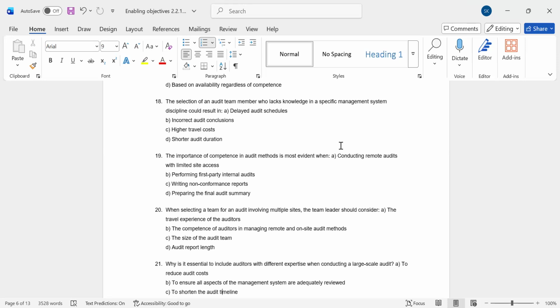Sir, but the question is asking about the audit method. How can competence be most justified? Evident when? Because the question is not asking about the skill, it is asking about the method, and the method is asking about skill only. Importance of competence in an audit method. Okay. See, the word "auditor" is missing there, but still it is the competence of somebody. Okay, right.